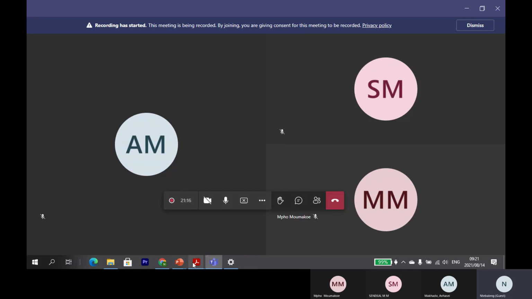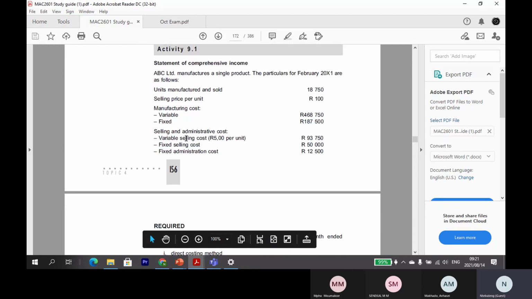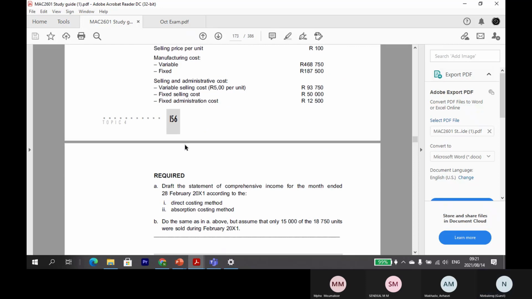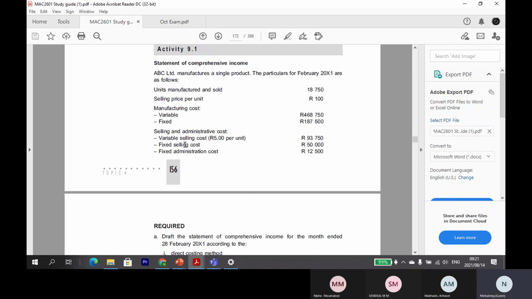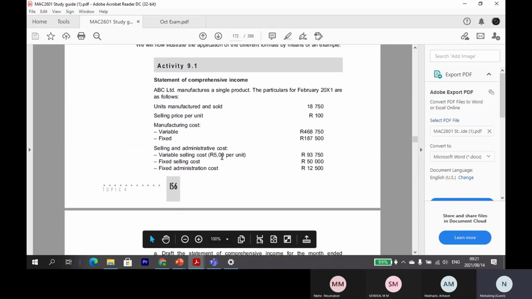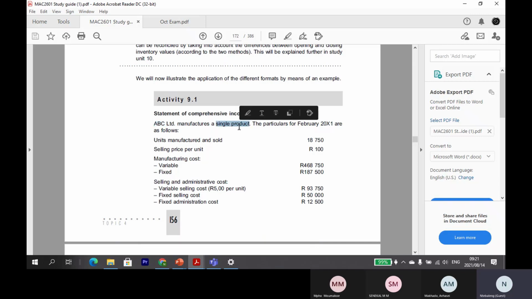Yes, so we're going to look at 9.1, scenario 2. I'm going to give you minutes as usual. You attempt the question. So it's part A and B. Anyway, let's read it. It says that ABC Limited manufactures a single product, one product that they do. The particulars of February 2021 are as follows.